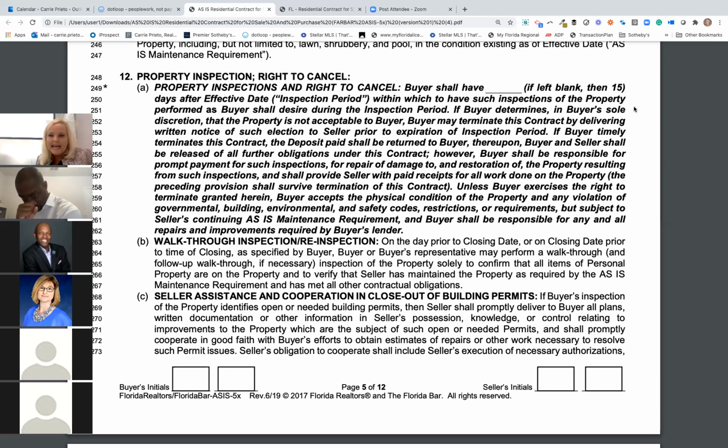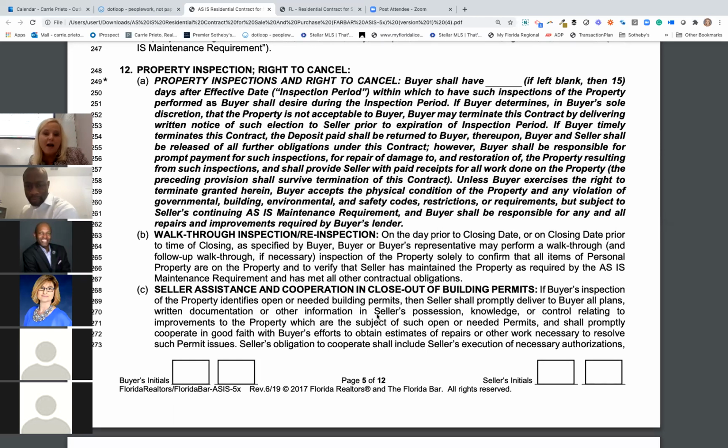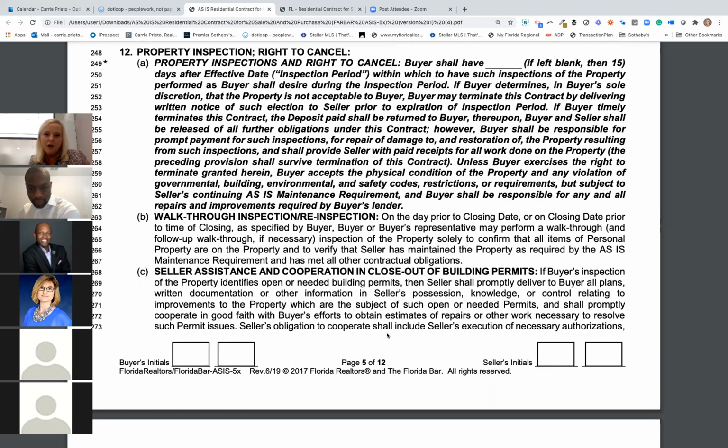So let's go back. If the buyer's inspection of the property identifies open or needed permits, then the seller shall promptly deliver all plans, written documentation, or any information that they have in their possession or knowledge relating to those open or needed permits, right? And they have to cooperate in good faith with whose efforts? Buyer's efforts to obtain estimates of the repairs. The seller doesn't get the estimate of repairs. The buyer has to get the estimates.